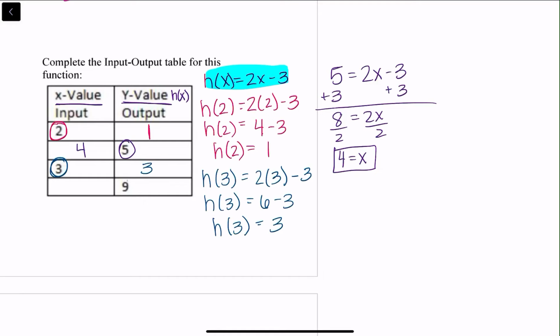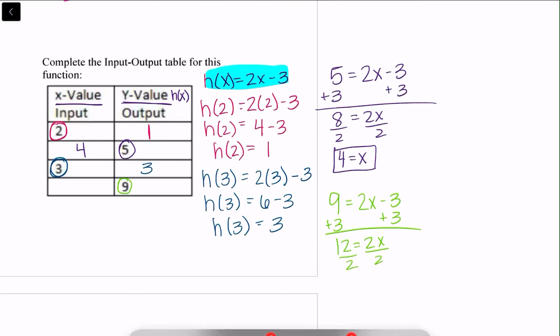And last part, my output is 9. So I'm going to take 9 and set it equal to 2x minus 3. I'll add 3 to both sides to get 12 equals 2x, divide by 2 to get x equals 6. So when my output is 9, my input is 6.